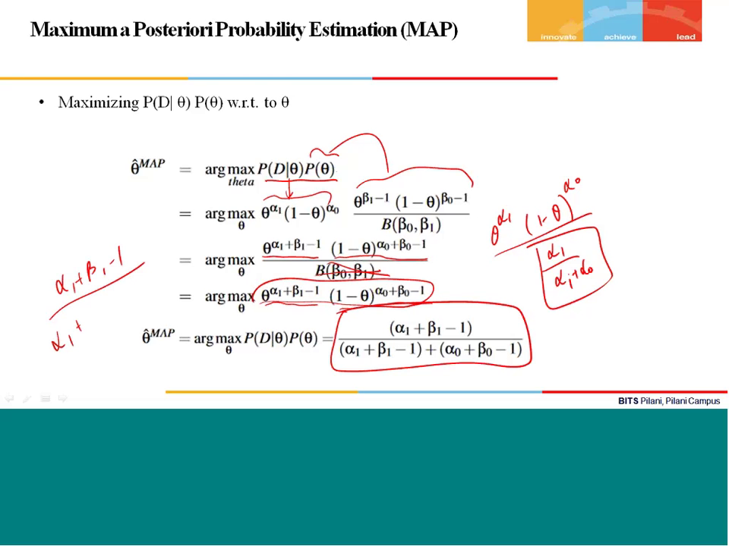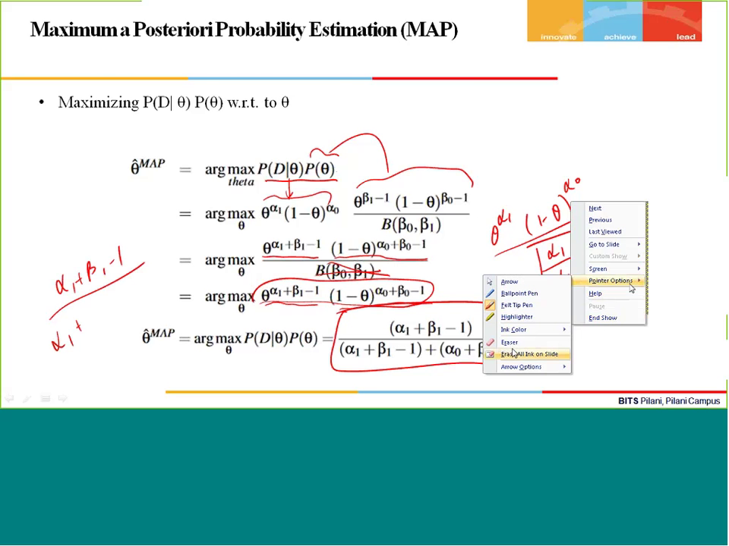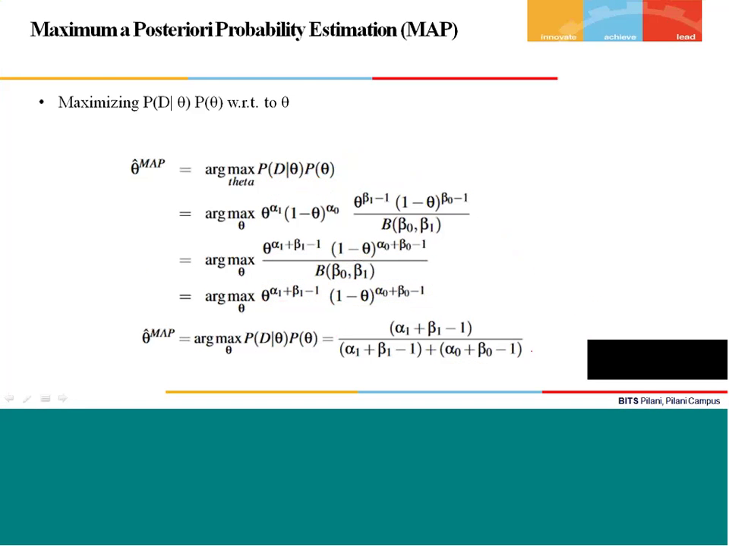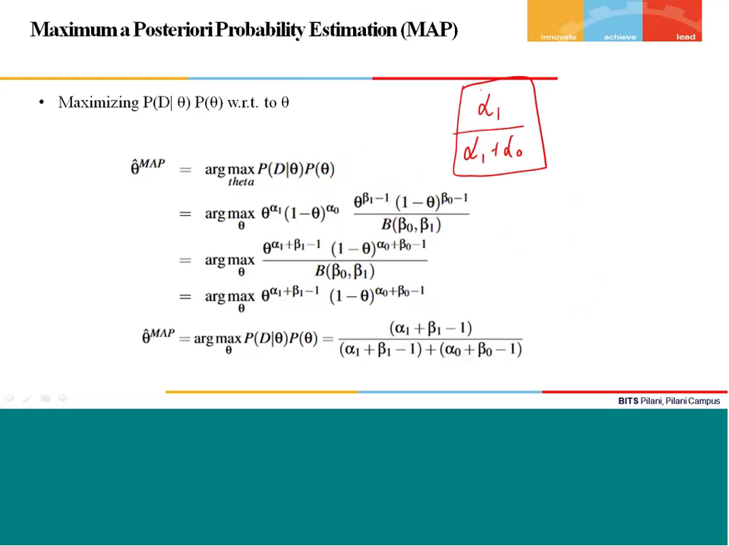So what is the difference between MLE and MAP here? The difference is that in MLE, for the same parameters, I got alpha 1 upon alpha 1 plus alpha 0. This was my MLE estimate, and this is my MAP estimate. So there is an extra term here, beta minus 1, in the denominator, and these extra terms are like my assumption.